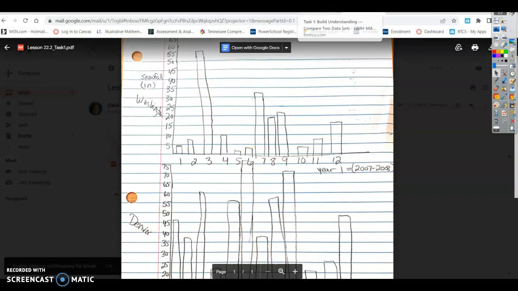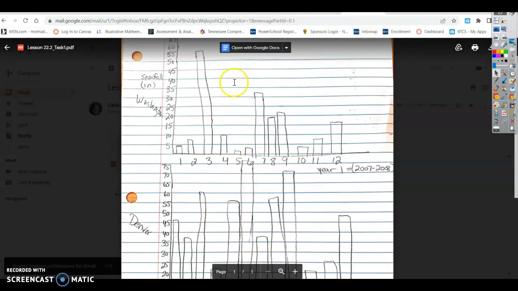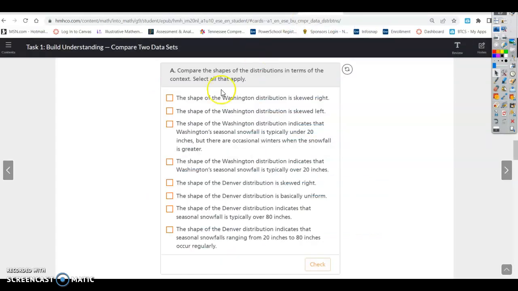So let's see what the questions ask. Alright, so it says compare the shapes of the distributions in terms of the context. Select all that apply. The shape of Washington's distribution is skewed to the right. Alright, so the fact that we have this high bar on the left would make it skewed to the right. Remember, it's always skewed kind of on the opposite side as what you expect. The shape of Washington distribution is skewed to the left. Well, it's not skewed to the left if it's skewed to the right.